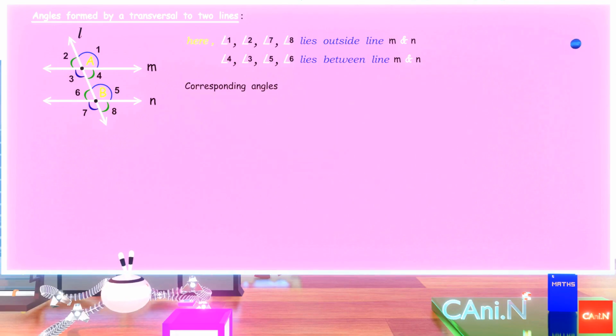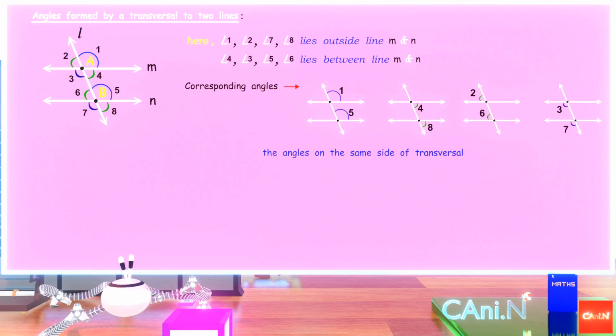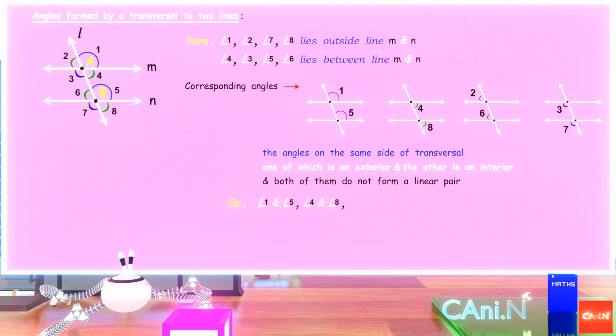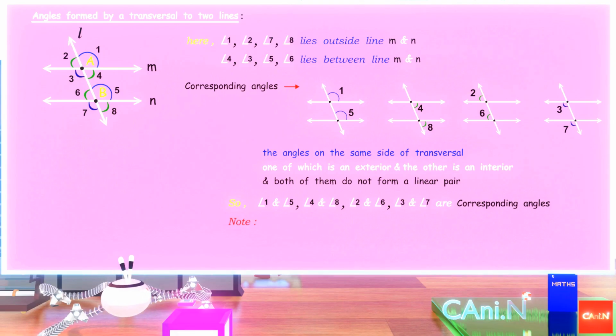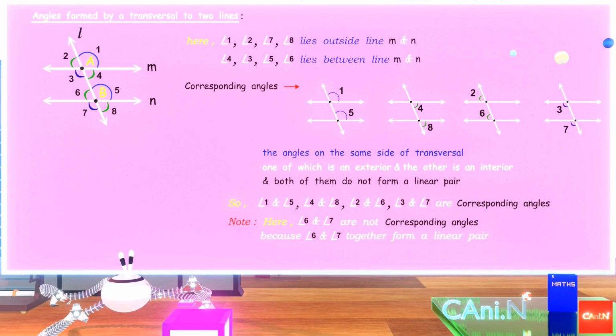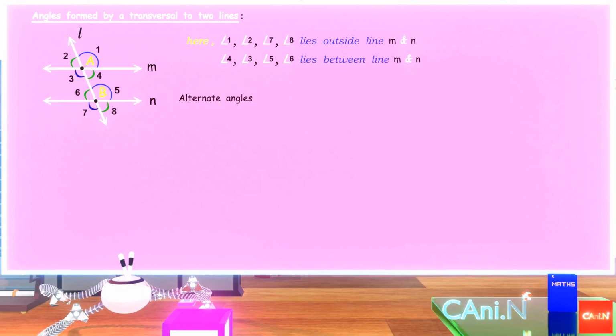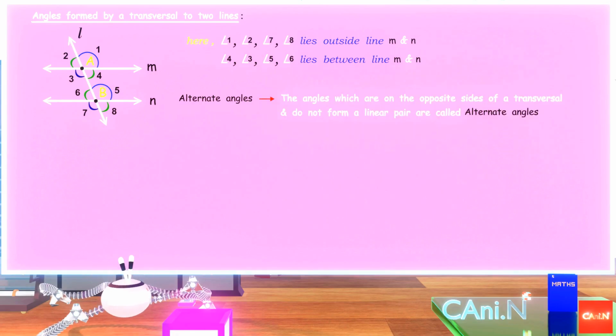Corresponding angles are the angles on the same side of the transversal, one of which is an exterior and the other is an interior, and both of them do not form a linear pair. So, angles 1 and 5, angles 4 and 8, angles 2 and 6, and angles 3 and 7 are corresponding angles. Note, here, angles 6 and 7 are not corresponding angles, because angles 6 and 7 together form a linear pair.